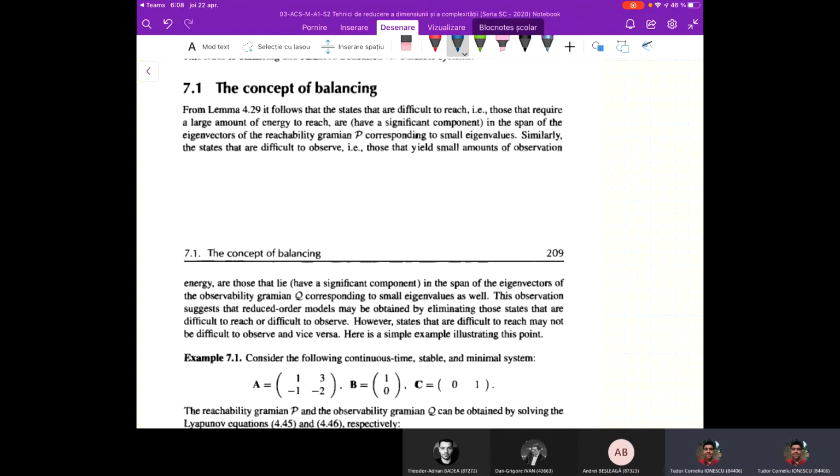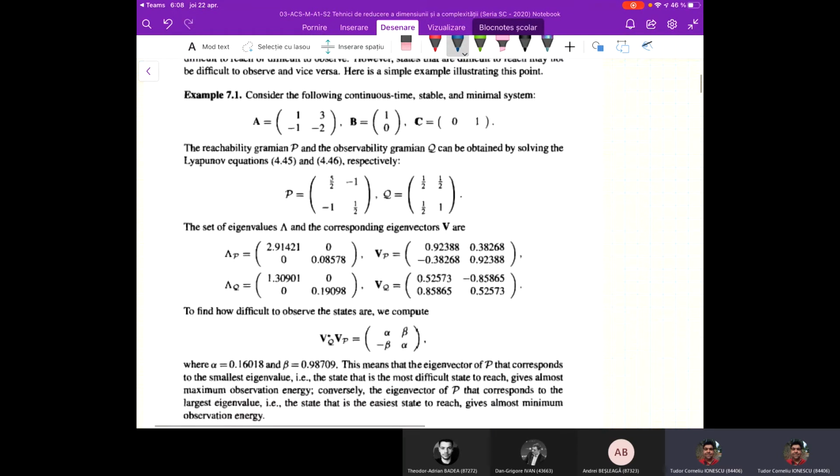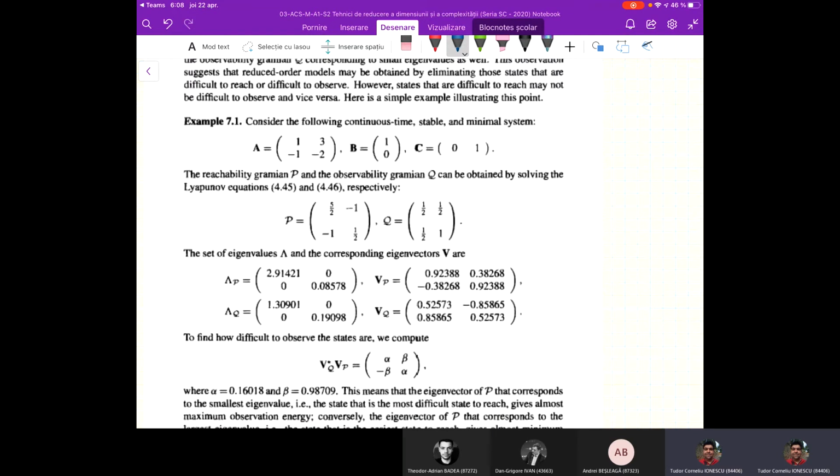First of all you have the concept of balancing, where you have to get P equal to Q. And there is an example. Look at this example: a 2x2 system with a reachability Gramian P and the observability Gramian Q. We use W and M, but that's irrelevant. You may use whatever notation serves you. And how are P and Q obtained? Of course, they are obtained by solving the Lyapunov equations.